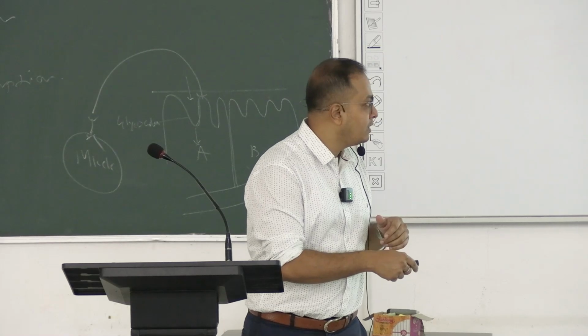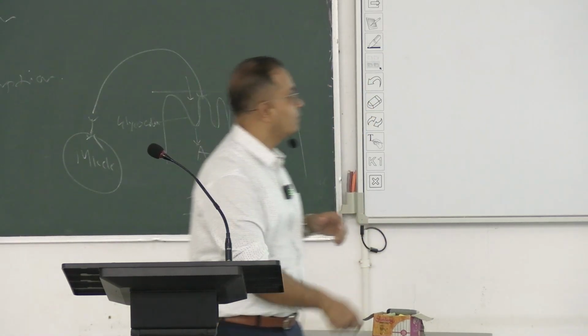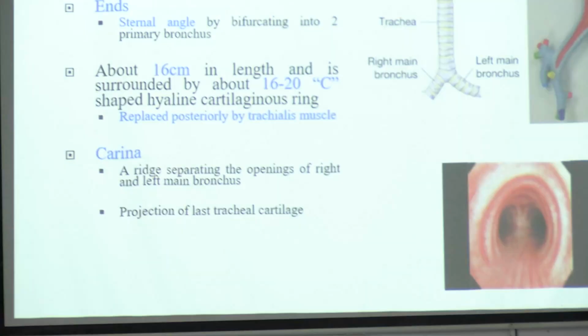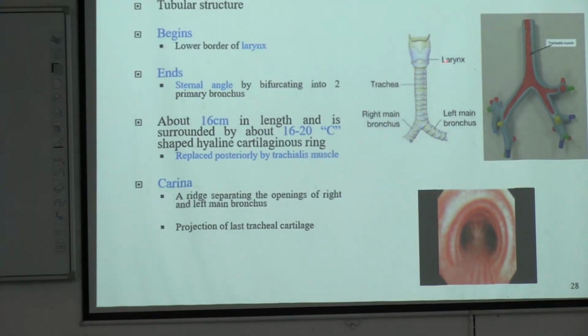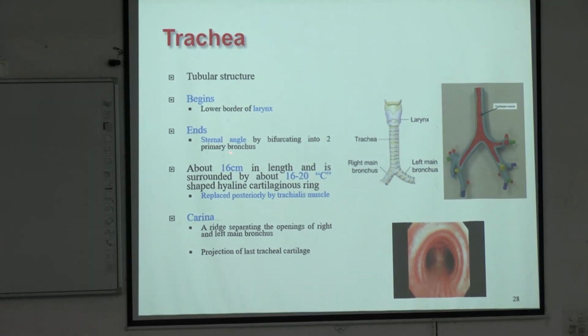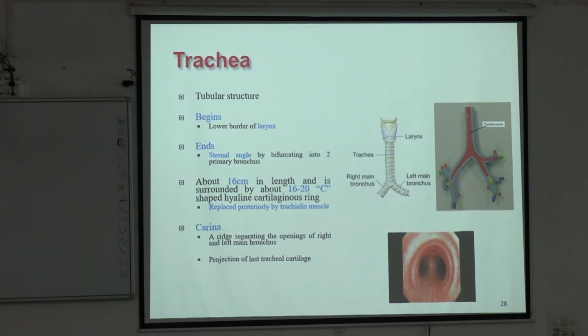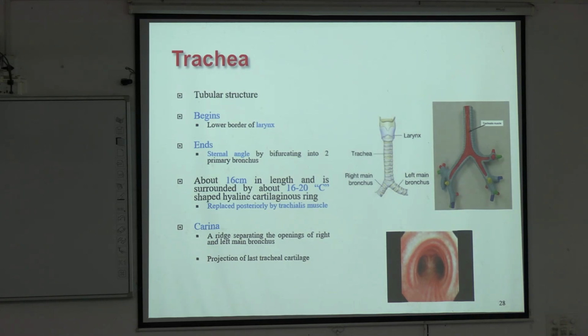This trachea, dropping down from this region, begins at the lower border of the larynx, below the cricoid cartilage, and ends at the sternal angle, splitting into two branches. Its length is roughly 16 to 20 centimeters, depending on the height of the individual.